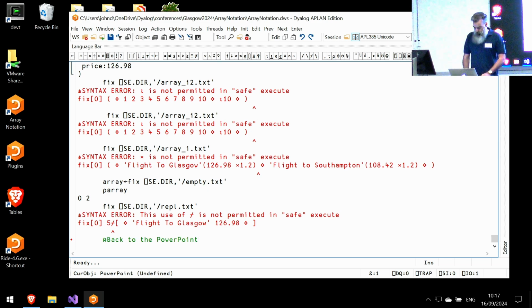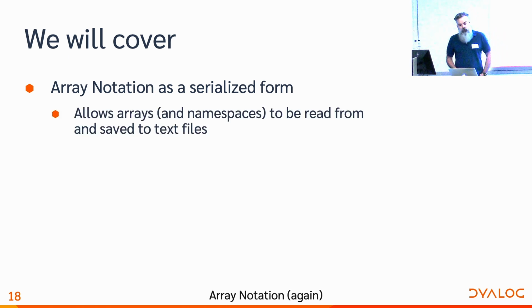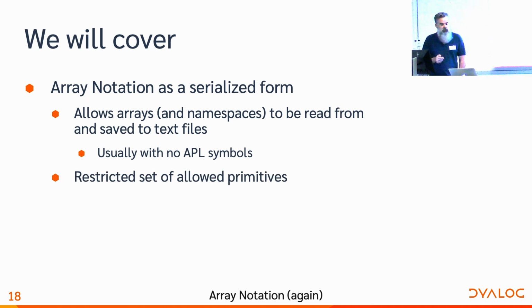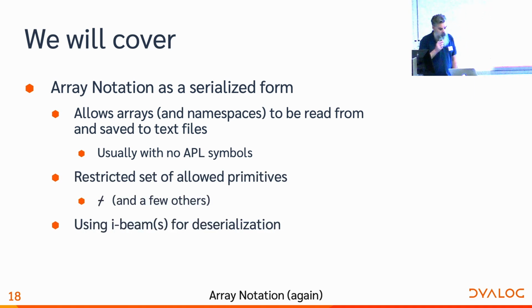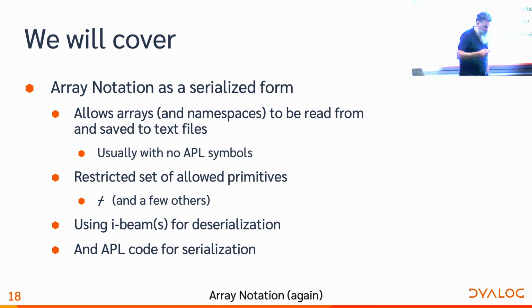So, to summarize that first little part, serialization allows you to save your stuff to files. We've been doing that for years. Link does that every day. Usually that's with no APL primitives, but some are allowed if you really need them. And we use I-beams for deserialization, and there's still APL code going on for serialization. So that's old school array notation. That's serialization, that's putting things in files, that's saving your data, that's reading your data.